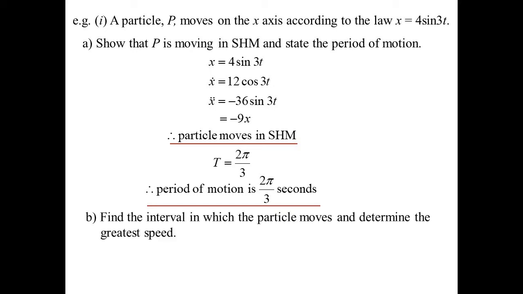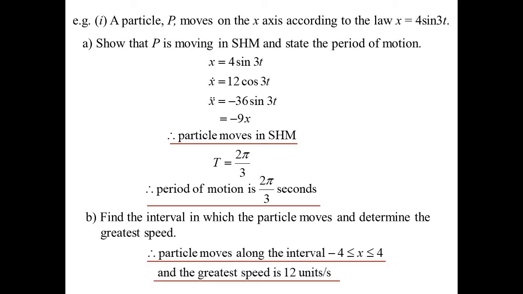Find the interval the particle moves. Now here, I don't need that other equation. It's a trig curve. So x, what does it move between? Well, amplitude's 4. So it just goes in between minus 4 and 4. What's the maximum speed? Again, it's a trig curve. What's the maximum of 12 cos 3t? It's 12. Bang. I don't have to waste time with calculus with this one if we're starting with the displacement equation. I just use what I know about trig functions to answer.